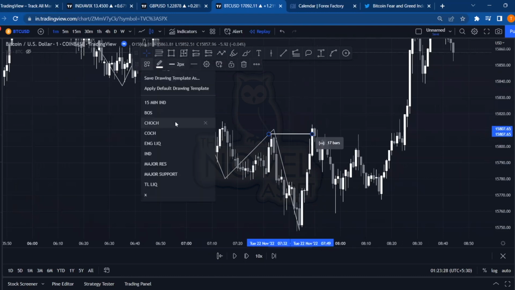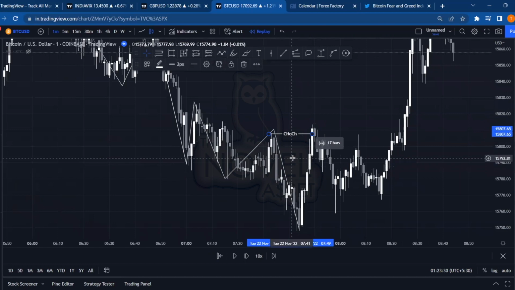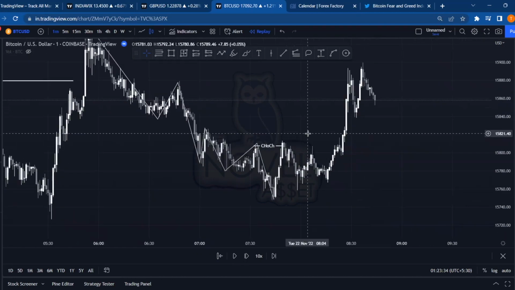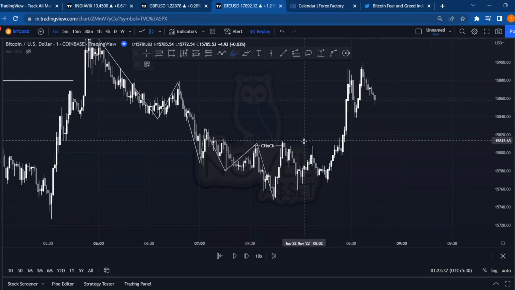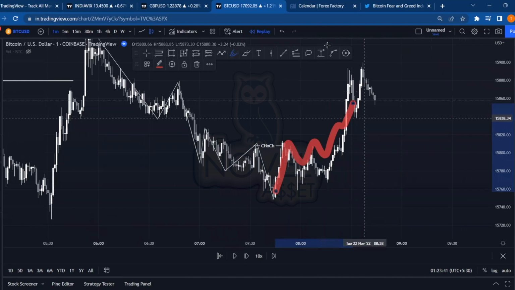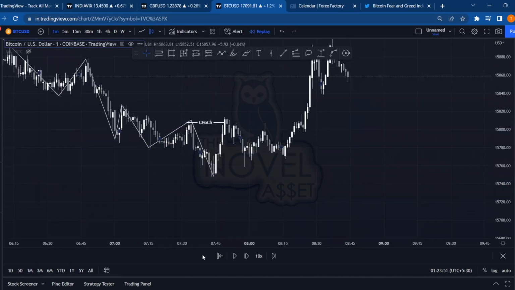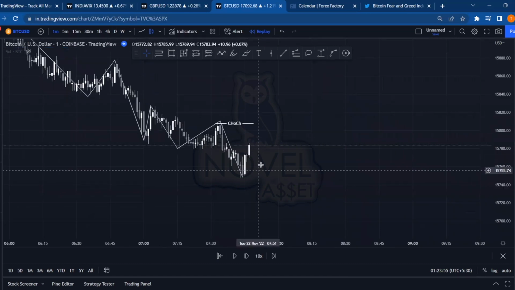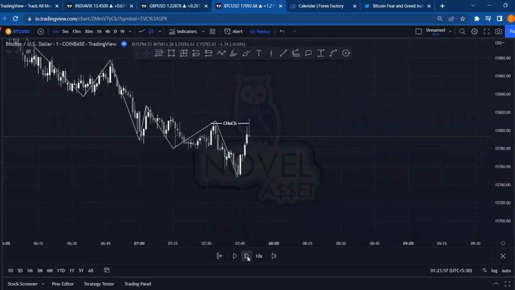So what we can understand is that this is a CHoCH at a minor level. CHoCH means a change of character at the minor level, because price is in fractal nature, right? Whatever the market structure is on a very small time frame, it is going to play out on the higher time frame. So what are we going to do over here? As soon as the price gives a change of character and goes above this level, that means at a minor level the buyers are taking control of the market.